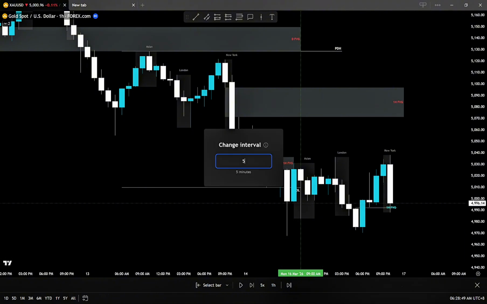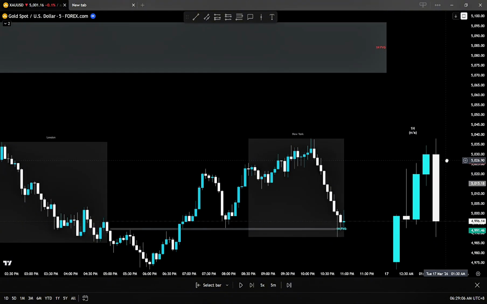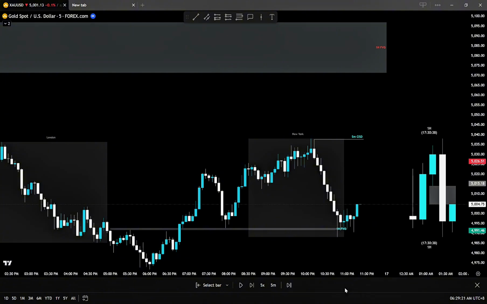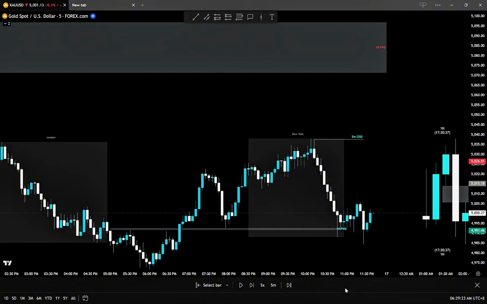Let's zoom into the 5-minute time frame to refine our entry. Let's mark the potential 5-minute change in state of delivery. Unfortunately, the New York kill zone has ended and no valid setups appeared during this session.